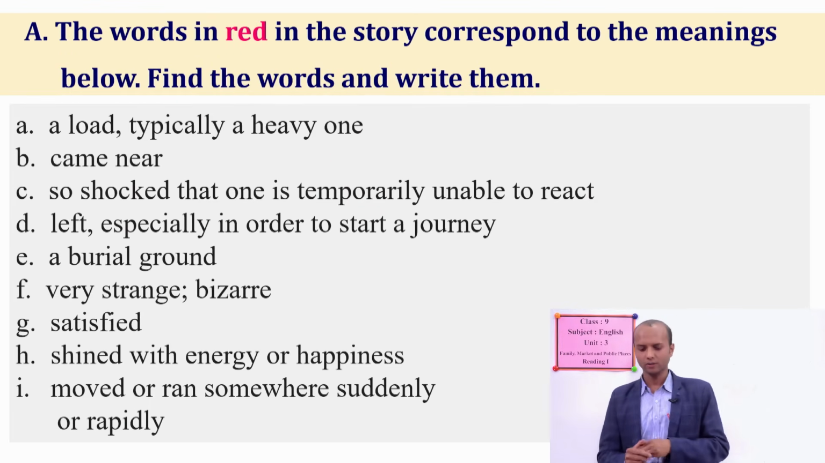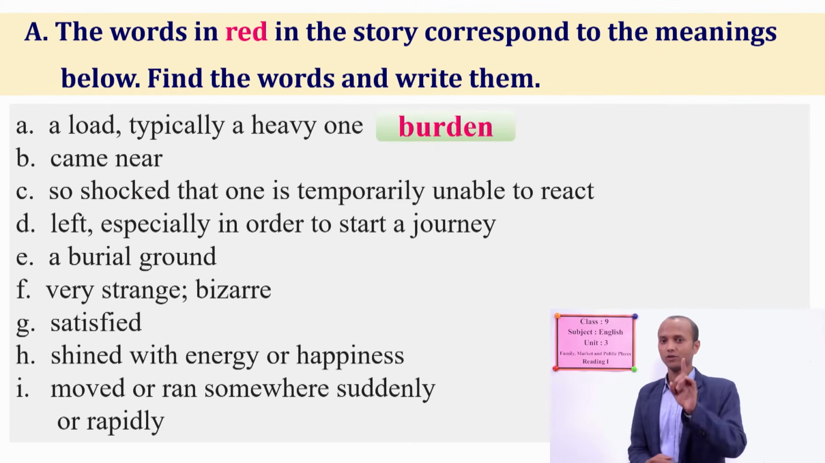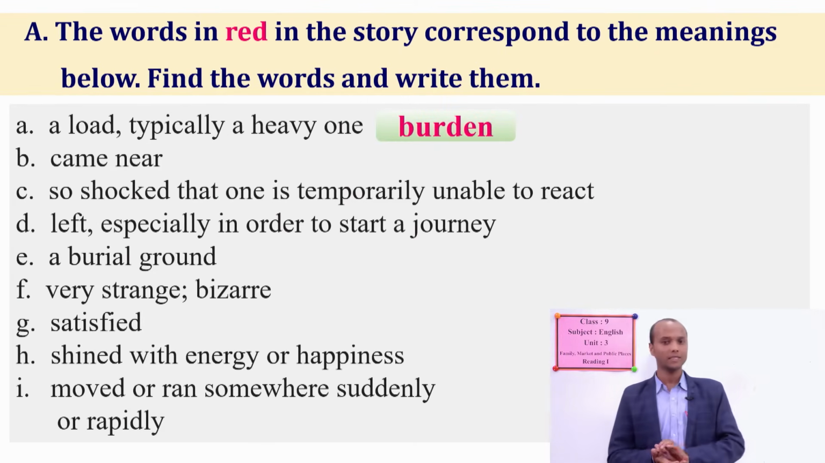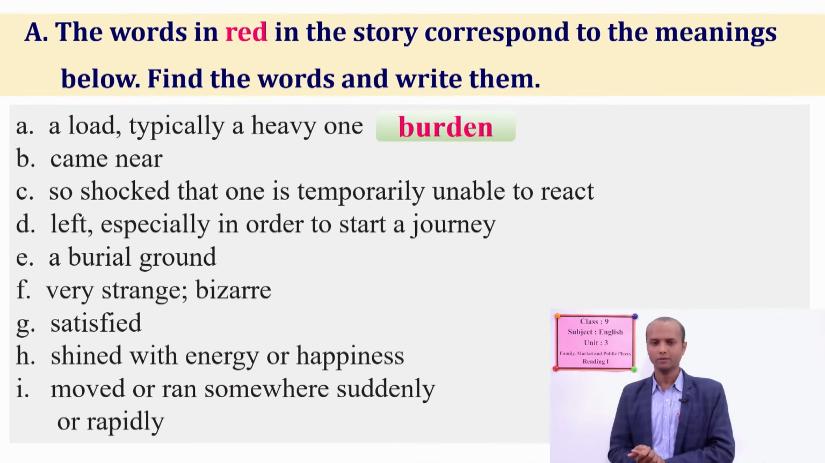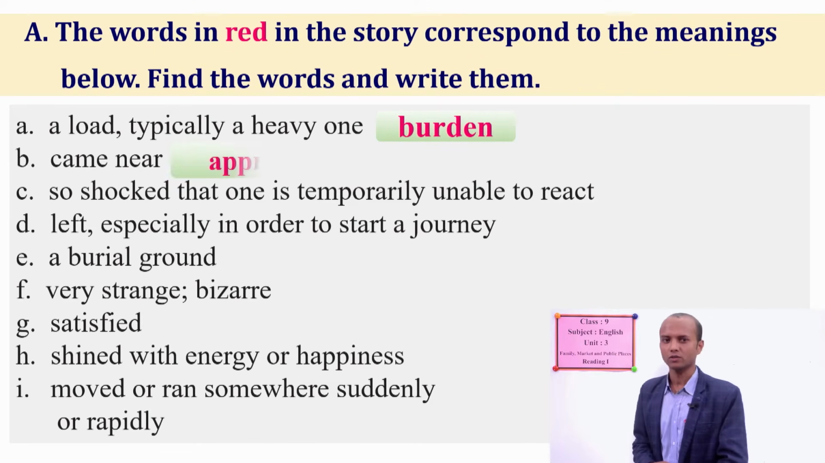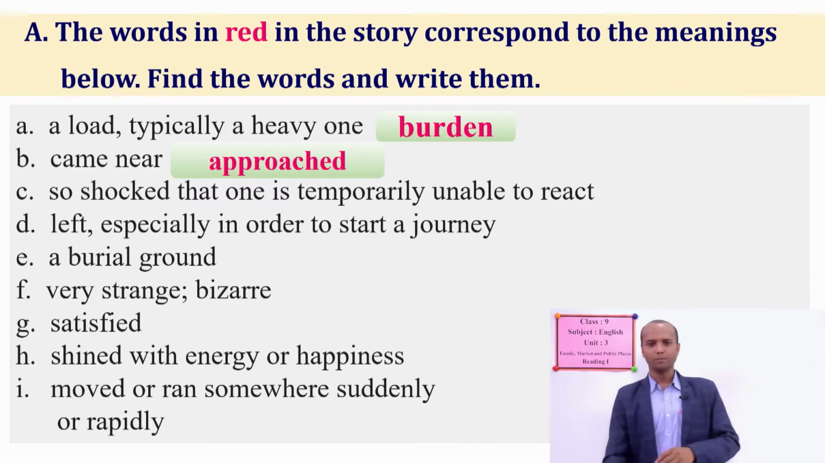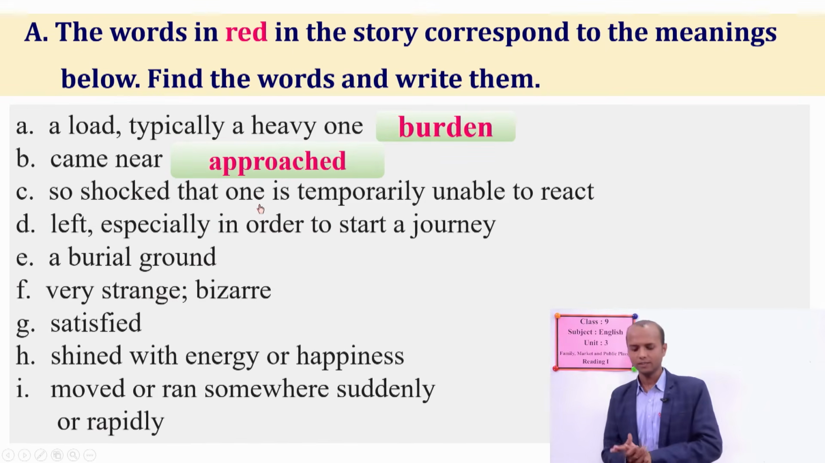What have you written for number A? Check whether you have done it correctly or not. What is the word? Burden. Very good. You did correct. So what have you written for number B? Came near. Repeat it once. Yes, it starts with A, approached. Good. So please write the simple past form there because it is came near. Add ed there. Don't forget to add it.